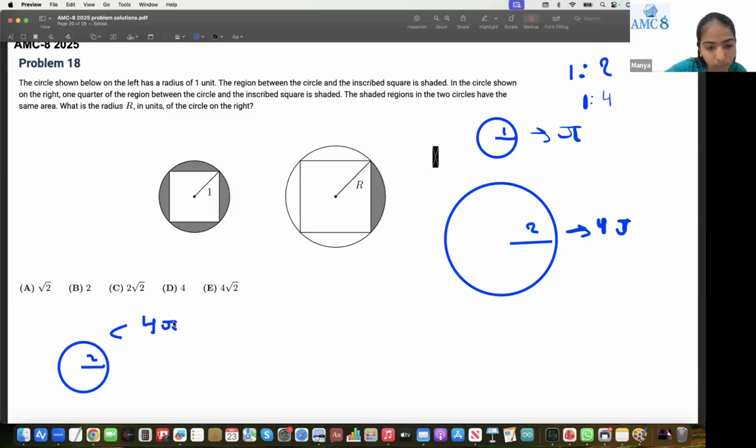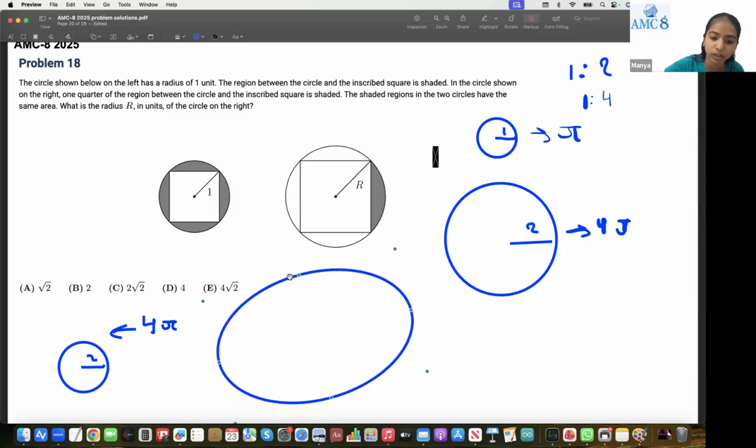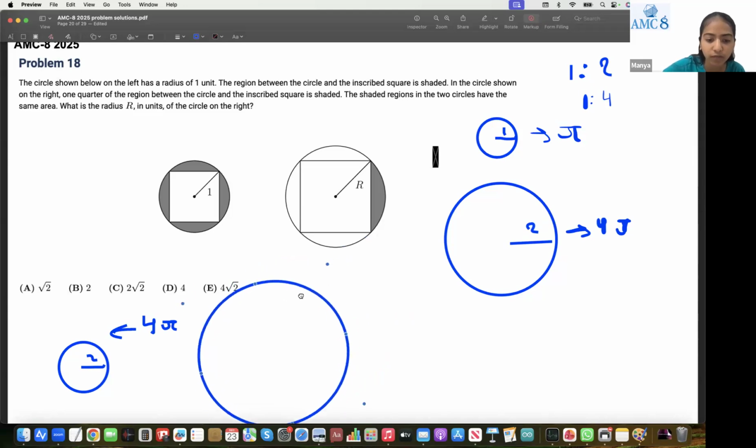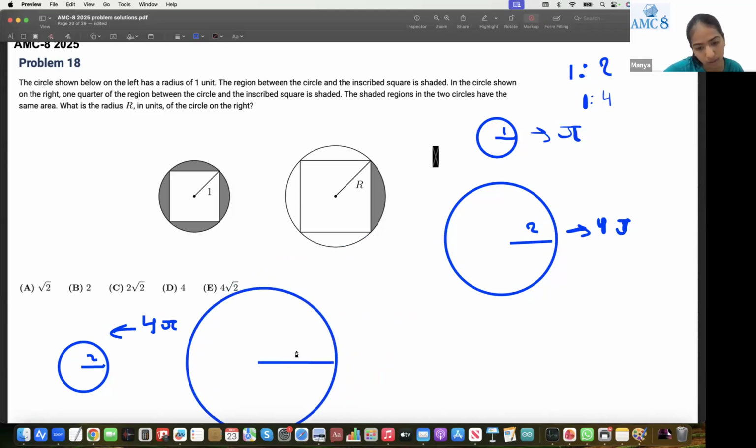Okay, this one is equal to 4 pi. But now, suppose that we have a bigger circle. Okay, so we have a bigger circle now, and the radius of this is equal to 4. So if this one is equal to 4, then the area would be the total, which would be 16 pi, because it's pi r squared, so 16 pi.